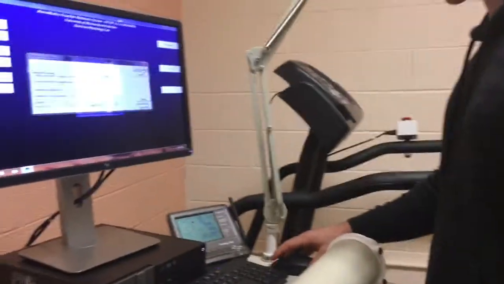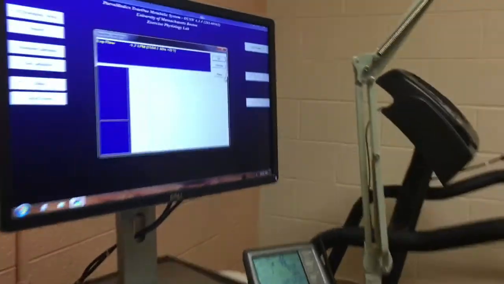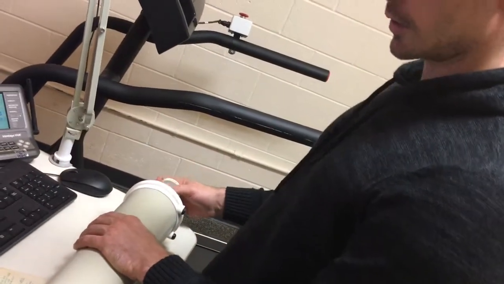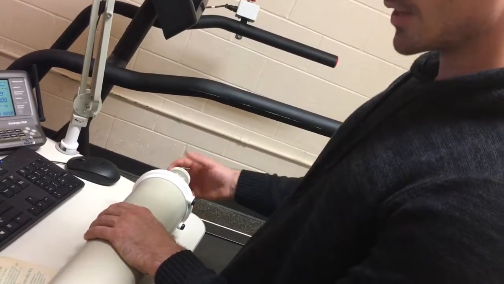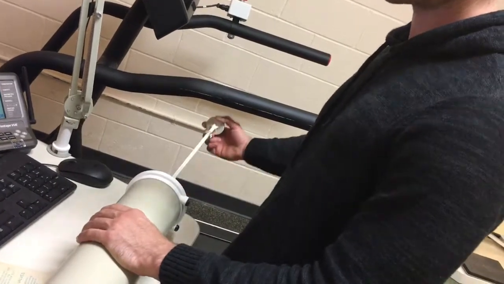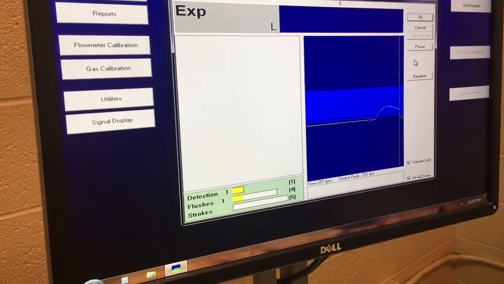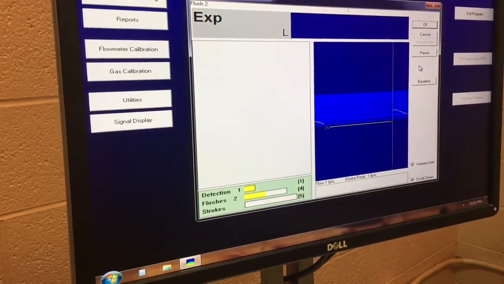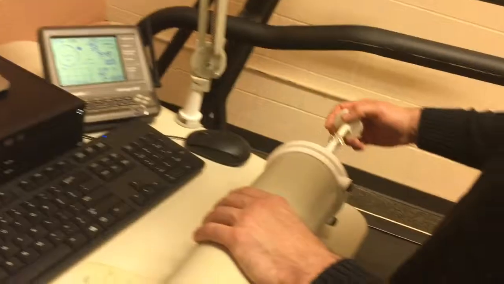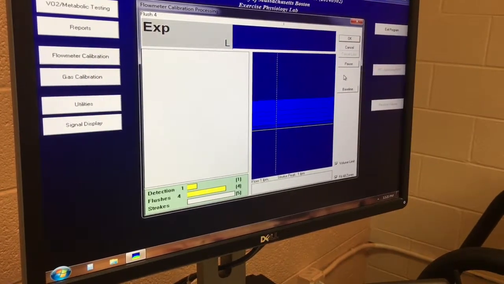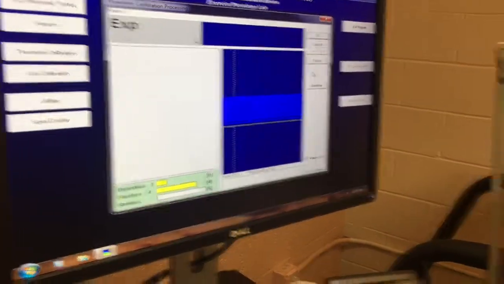So we'll go to sample baseline, and in a second I'm going to do what's called a detection stroke. It's just making sure that there are actually 3 liters going through here, and then the next 4 strokes are called flushes. So I go 1, 2, 3, 4.